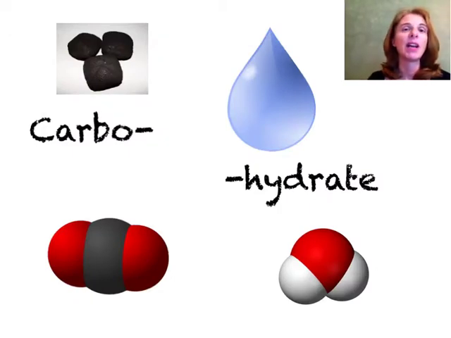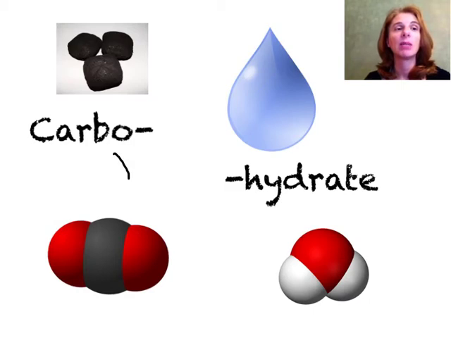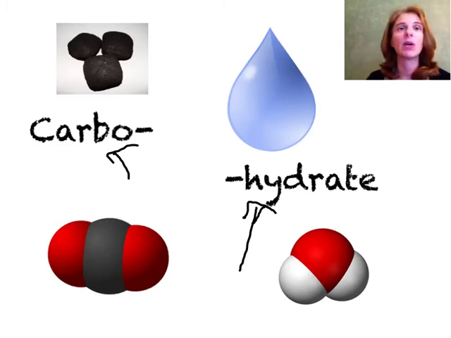Everything you need to know about the elements in carbohydrates you can get from its name. Carbohydrates contain carbon, and they contain water. And hydrate refers to the water, that's hydrogen and oxygen. So the three elements that are found in carbohydrates are carbon, hydrogen, and oxygen.